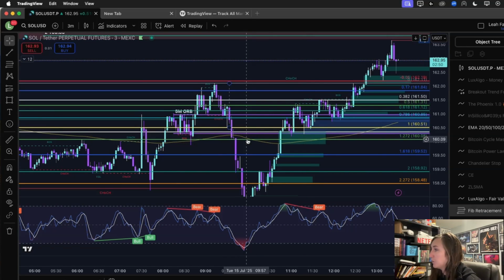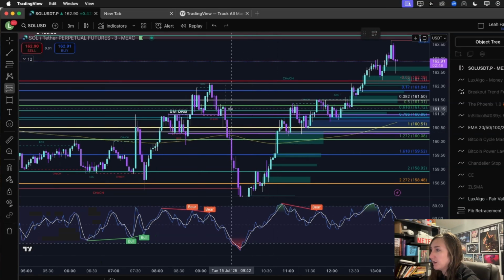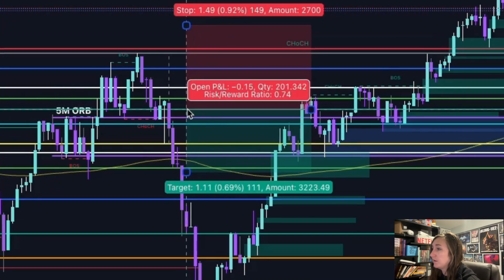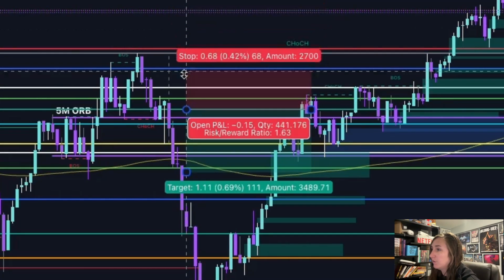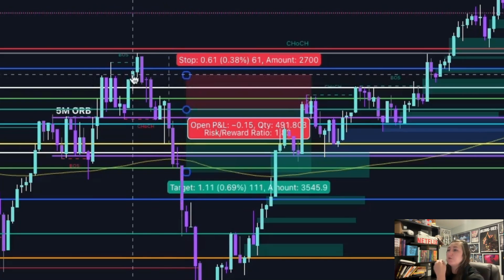So I unfortunately took profits at 1.272, but if you're looking at this short position here, putting your entry, let's see, at 0.618, you're looking just above your stop loss above the 0.382 fib line, probably this area.